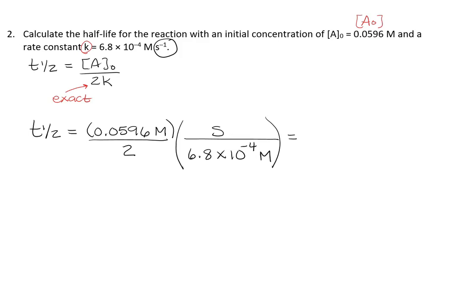Taking a look at our sig figs, we have 3 sig figs for the molarity. As I mentioned, the 2 is exact, and 2 sig figs for k. So our final result will be reported with 2 sig figs. So when we do the math, 0.0596 divided by parentheses 2 times 6.8 times 10 to the negative 4 gives us 43.8. 2 sig figs will give us 44, and then make sure that you write the units, which are seconds.